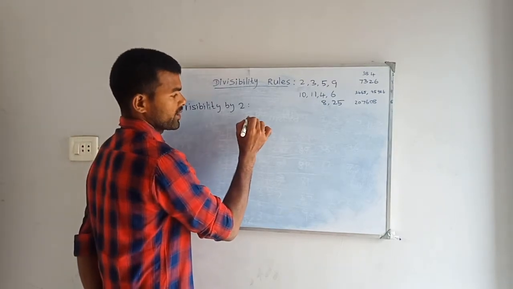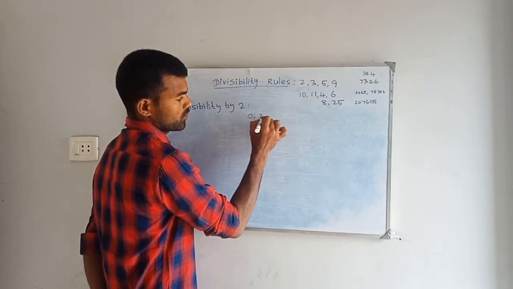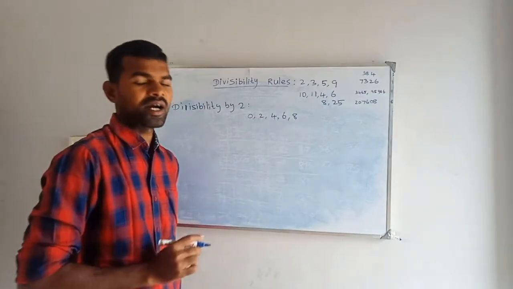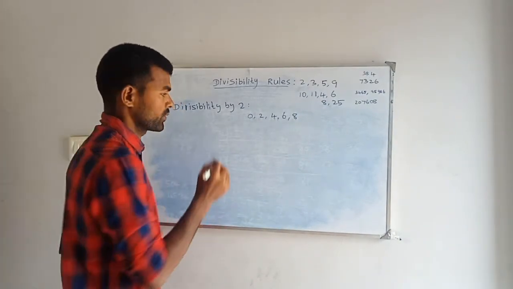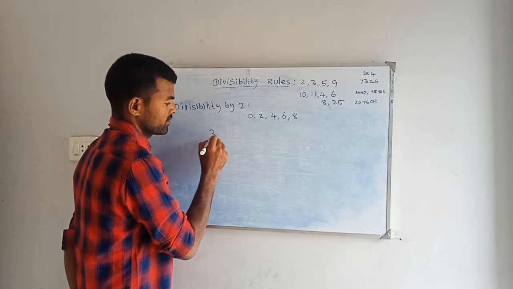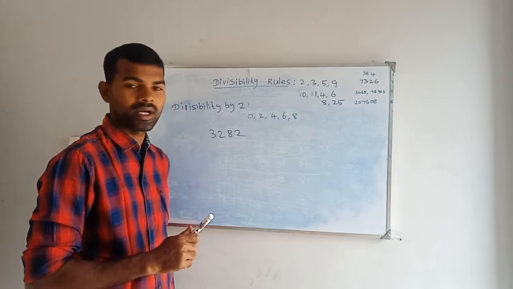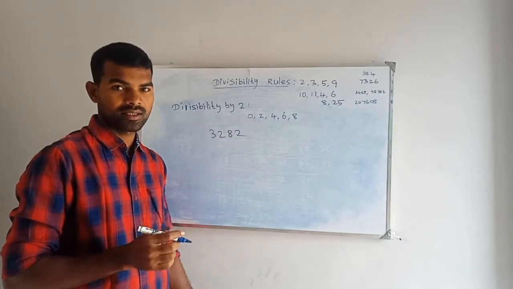Divisible by 2 means all the numbers whose last digit ends in 0, 2, 4, 6 and 8. Whatever number ends in these digits can be divided by 2. Let us see here, 3282. Can this number be divided by 2 or not?